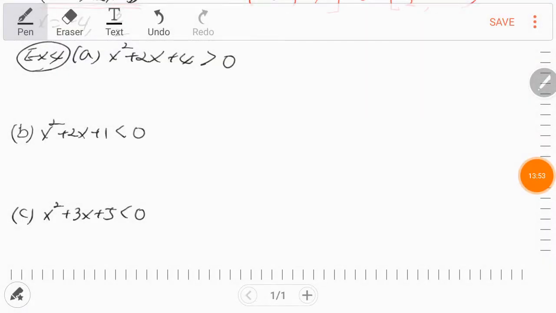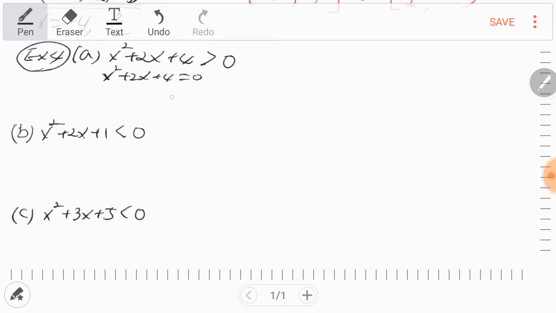Okay, in this example, let's check the first one. x squared plus 2x plus 4 is greater than 0. Then let's find the critical numbers. So let's set this equal to 0. Then x times x, 2 times 2.